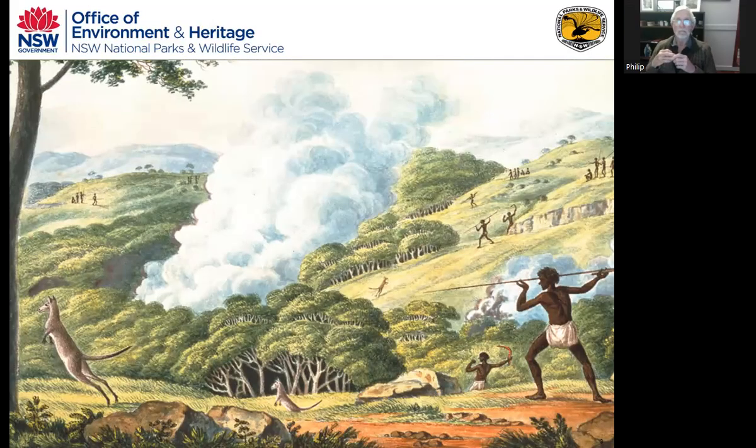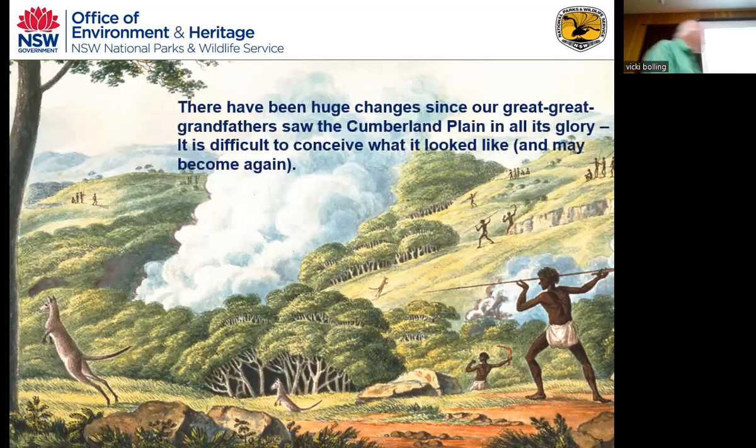Okay, this is a picture from early painters, who had real problems representing things accurately anyway, because they were used to very different landscapes and so on. But it was very much an active, managed landscape, and there's been massive changes. And it's really difficult for us to actually understand what the Cumberland Plain looked like. So if we start talking about restoring it, it's very difficult for us to understand what we're restoring it to. And that's the case for a lot of Australia.